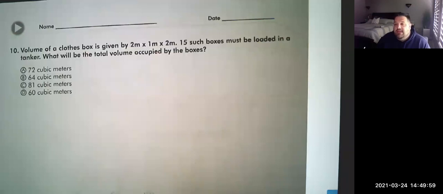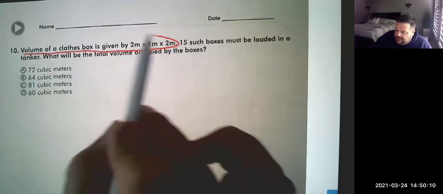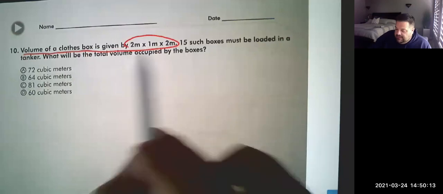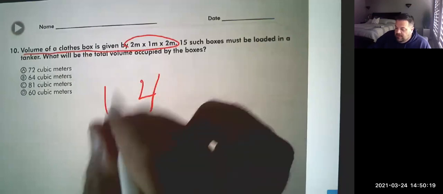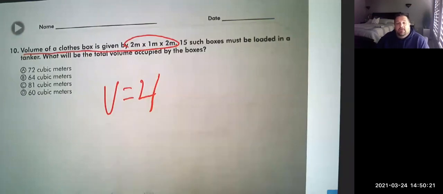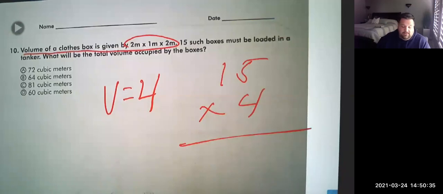Okay, so now they just added in another step to this to try to confuse you, but I don't really think it's that confusing. So they're telling you the volume of a closed box and they're giving you the dimensions, right? So the volume is the answer to this right here. So 2 times 1 is 2, times 2 is 4. So the volume equals 4. The only real trick here is they're telling you there's 15 boxes that have a volume of 4. So what is the total volume of all the boxes? Well, that would just be, right? Not really any tricks there, right?